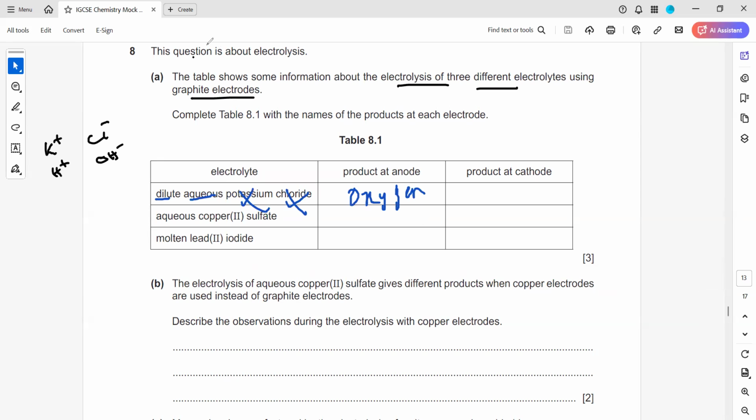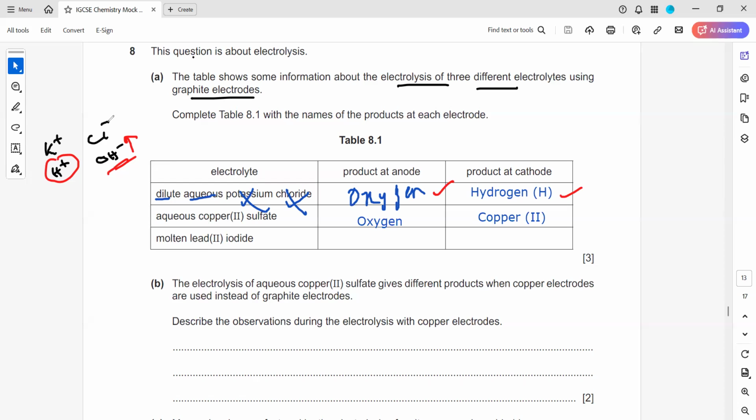Because hydrogen is the less reactive positive ion, it will move, and the negative ion which is more in the solution, it's dilute, so OH is more, so OH will move. Whenever OH moves towards the anode, we get oxygen, and when hydrogen moves towards the cathode, we get hydrogen gas. Oxygen, copper, iodide. Aqueous copper sulfate.